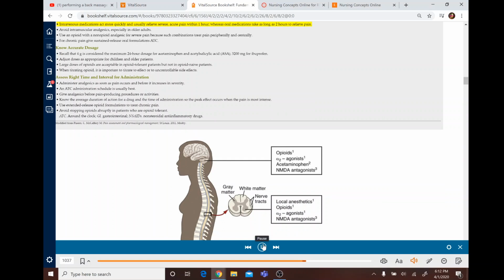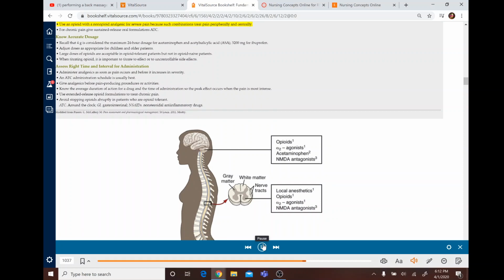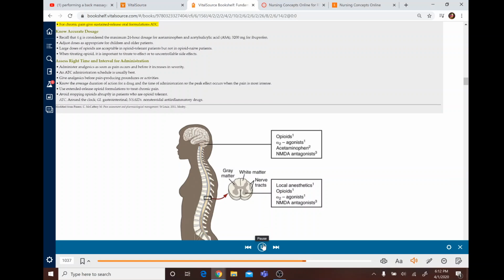Intravenous medications act more quickly and usually relieve severe, acute pain within 1 hour, whereas oral medications take as long as 2 hours to relieve pain. Avoid intramuscular analgesics, especially in older adults. Use an opioid with a non-opioid analgesic for severe pain because such combinations treat pain peripherally and centrally. For chronic pain, give sustained release oral formulations ATC.